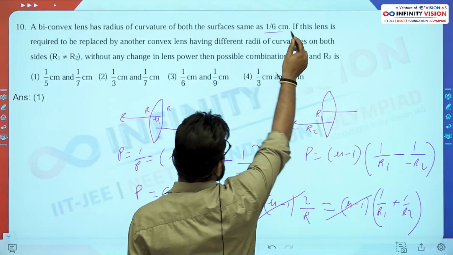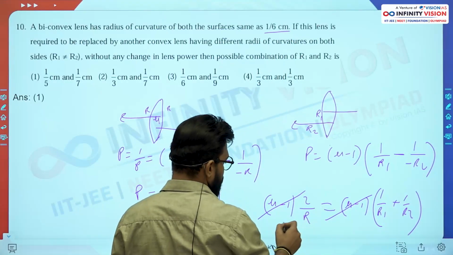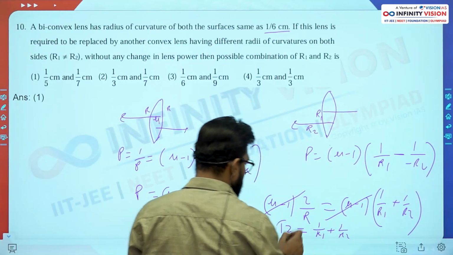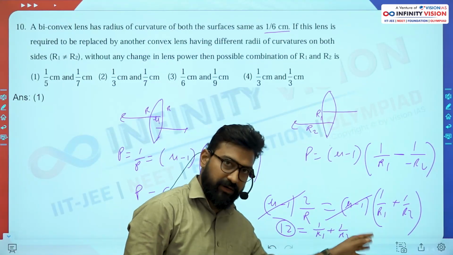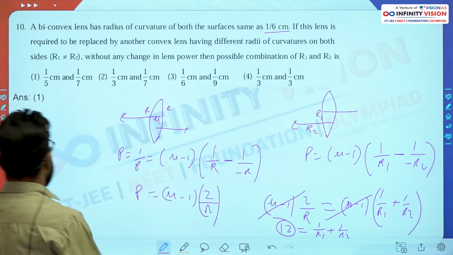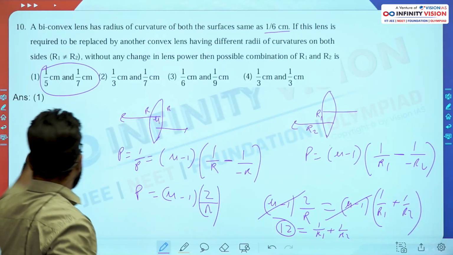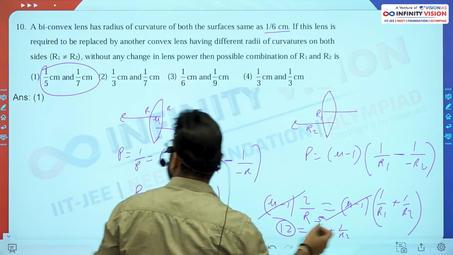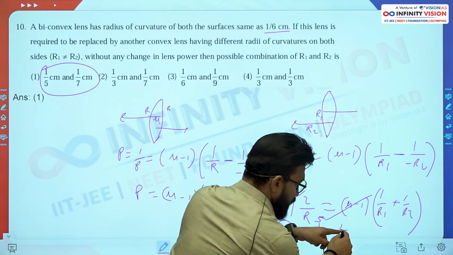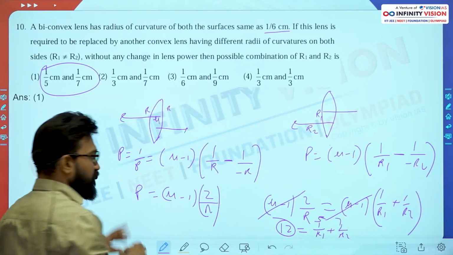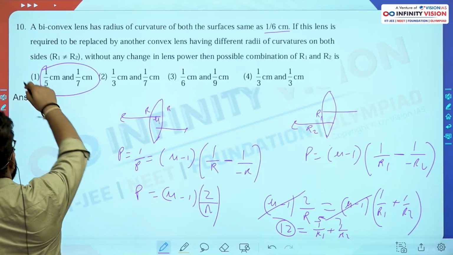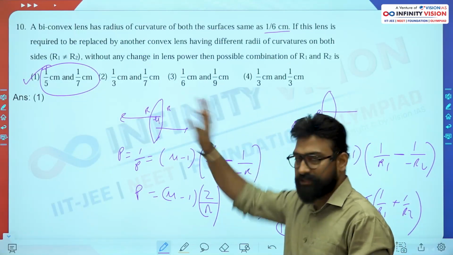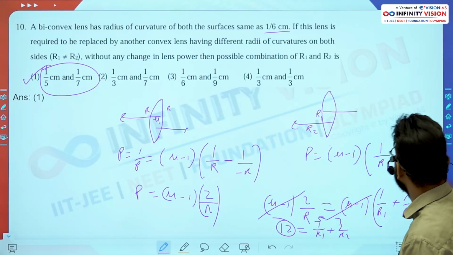The radius of curvature is 1/6, so 1/6 will go over there. We'll get 12 is equal to 1 upon R1 plus 1 upon R2. So from the equation, 1 upon R1 plus 1 upon R2 must be equal to 12. We're going to check it. If R1 is 1/5 and R2 is 1/7, it would be 7 plus 5, which is 12. So the first option is the only correct option. In other cases, we are not getting 12.